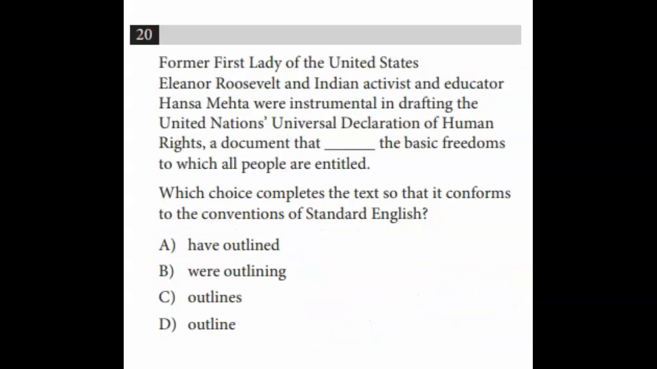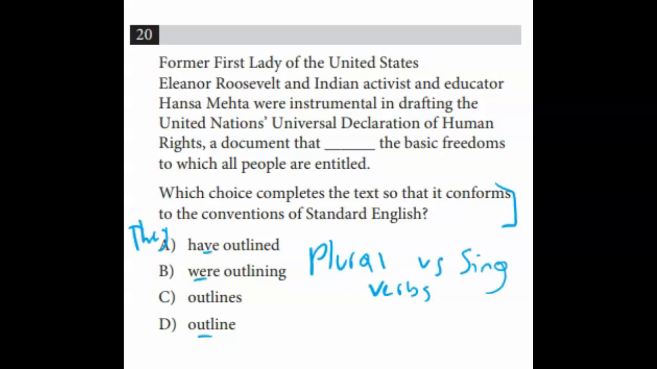Number 20. It's going to be testing our grammar over here, and looking at the answer choices, I can immediately see that have, were, outline, it's going to be plural versus singular verbs. And to find whether it's plural or singular, you can put "they" or you can put "it." If you put "it," you're testing for singular. If you put "they," it's plural. So "they have outlined," then it's plural. "They were outlining," then it's plural.